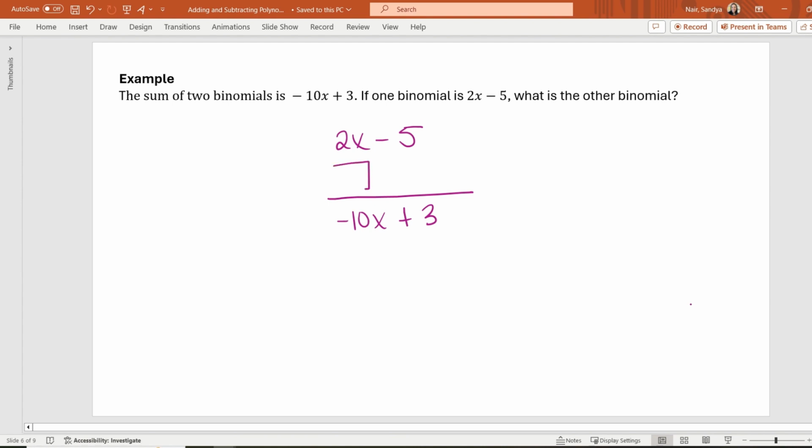So 2x plus what is going to give me negative 10x? Well, if we think about it, we need a negative 12x right here in order to add it to 2x and get negative 10x. Well, negative 5 plus what is going to give me 3? Well, if we think about it, we need a plus 8 in order to combine with negative 5 and get a plus 3. So that means that the missing binomial that we're looking for is negative 12x plus 8.